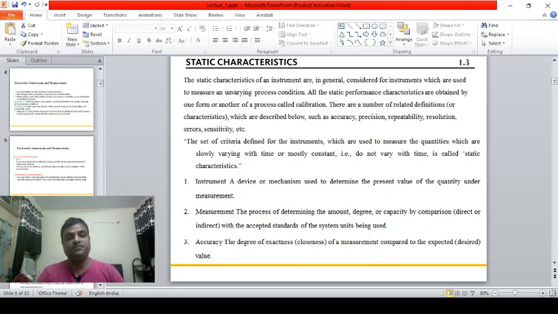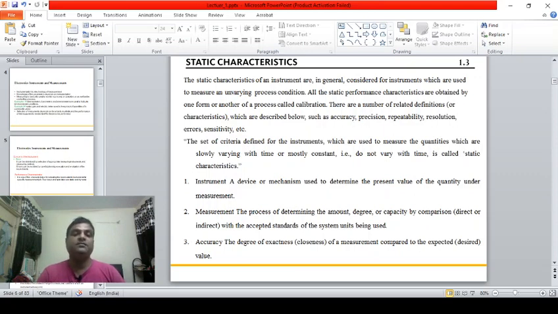In the previous definition, we used the words unvarying process condition. There are a number of related definitions which are described below, such as accuracy, precision, repeatability, resolution, error, sensitivity, etc. So the first definition is instrument: a device or a mechanism used to determine the present value of the quantity under measurement.